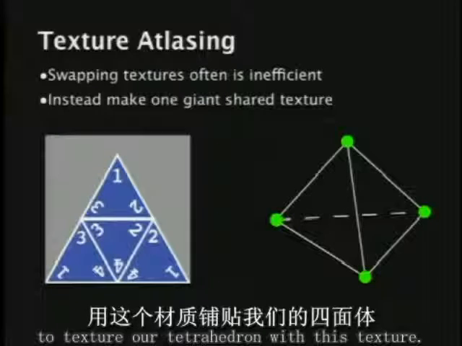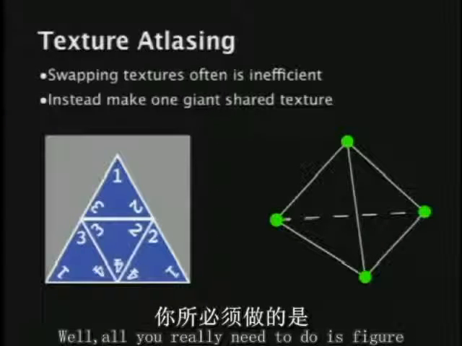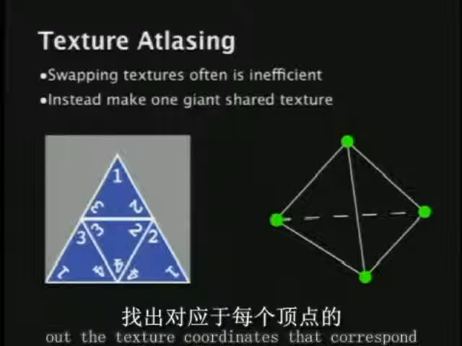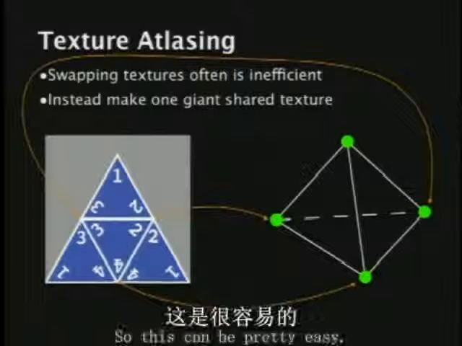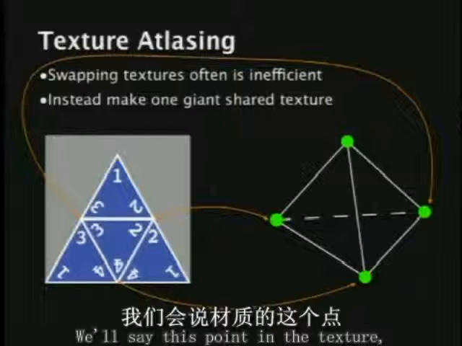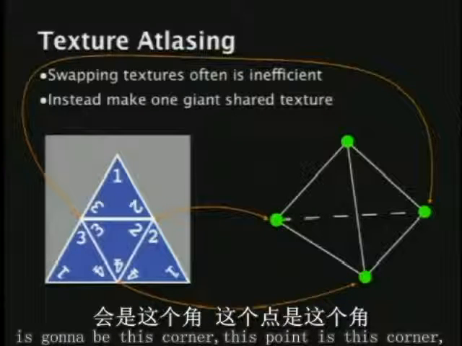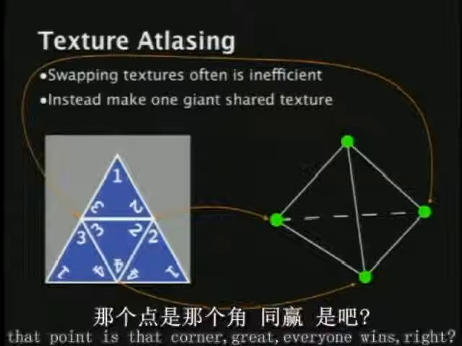So let's say we wanted to texture our tetrahedron with this texture. Well, all we really need to do is figure out the texture coordinates that correspond to each of the vertices. So this can be pretty easy. We'll say this point in the texture is going to be this corner, this point's this corner, that point's that corner. Great, everyone wins, right?